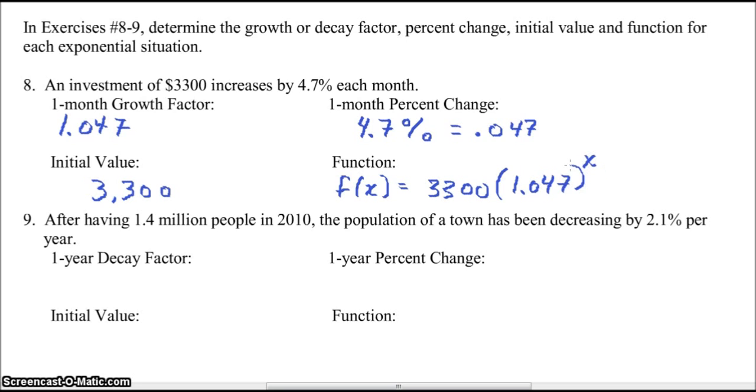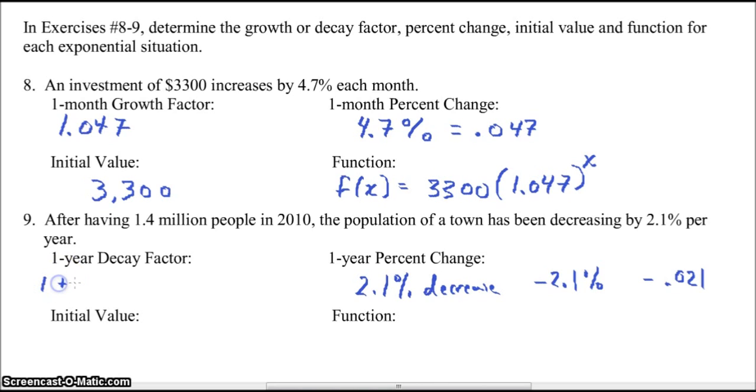raised to x. Number 9, after having 1.4 million people in 2010, the population of a town has been decreasing by 2.1% per year. So 2.1% decrease is the percent change, or negative 2.1%, which is negative 0.021.